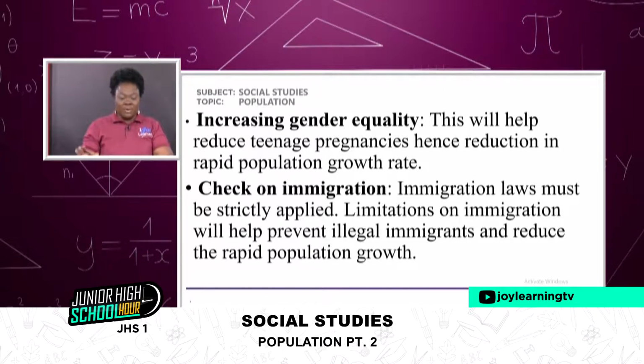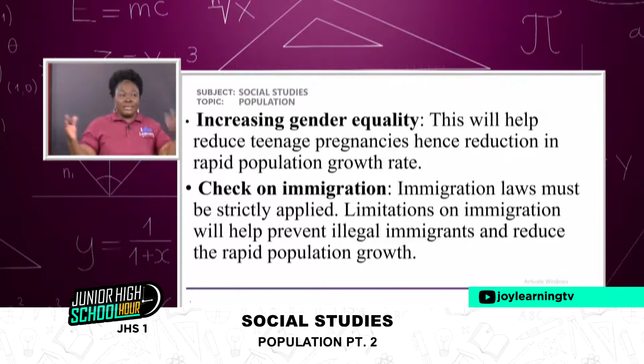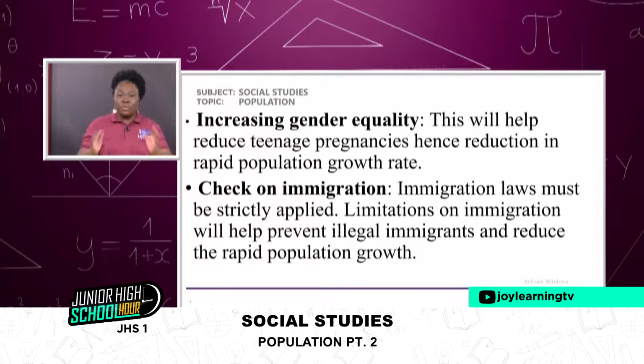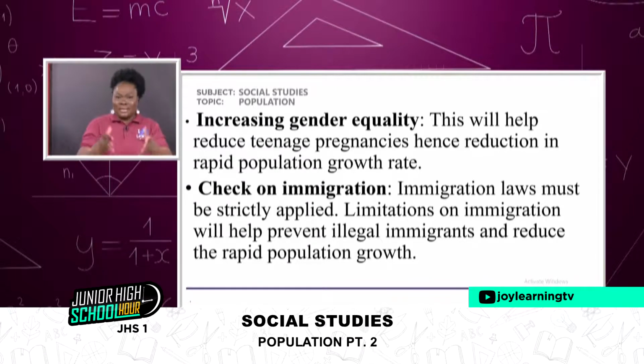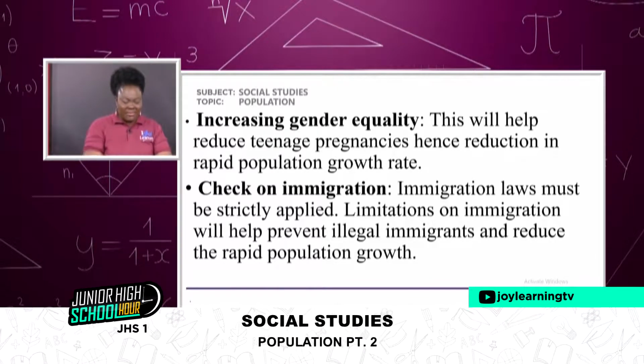Immigration laws must be strictly applied. Limitations on immigration will help prevent illegal immigrants and reduce the rapid population growth. Yes, the borders. The Togo border, Ivory Coast border, entries. We have to check all those places. A lot of people do not enter Ghana. It makes the population wild. And so the little that we have will not be sufficient for us.